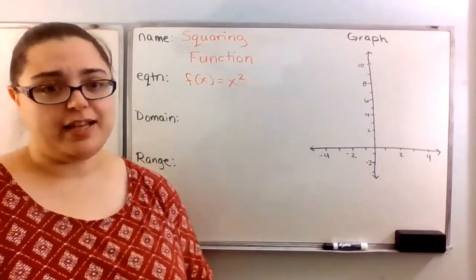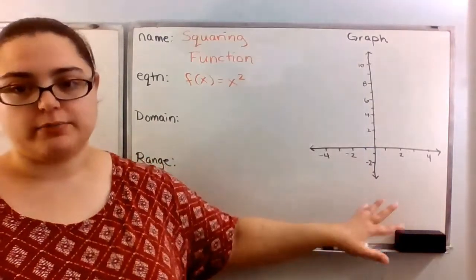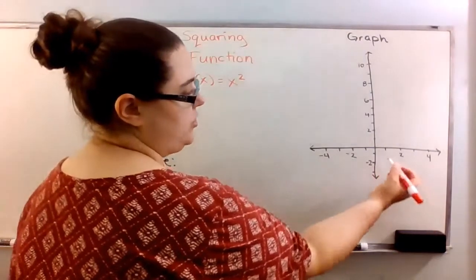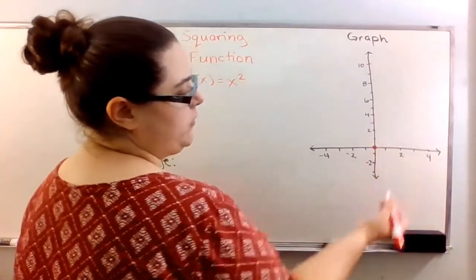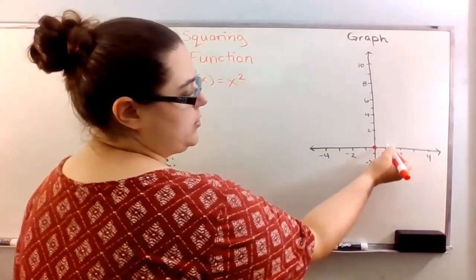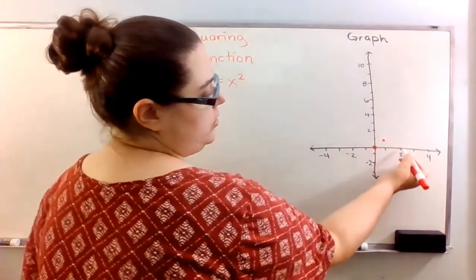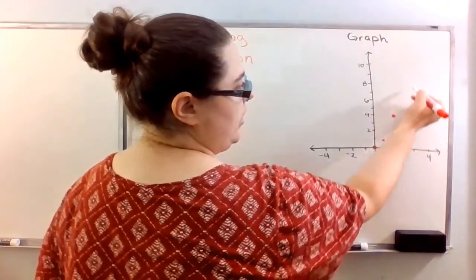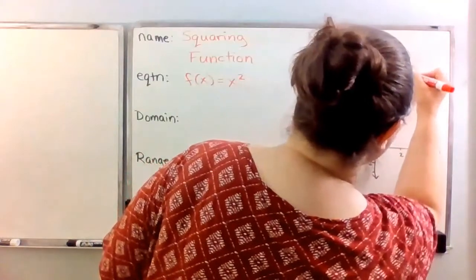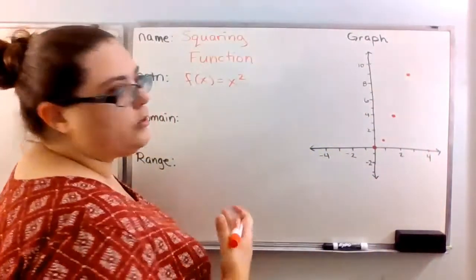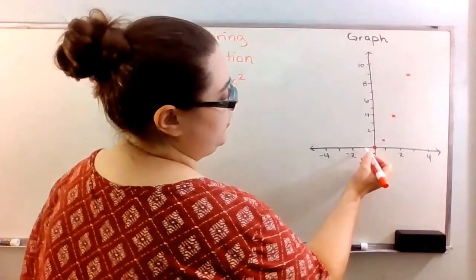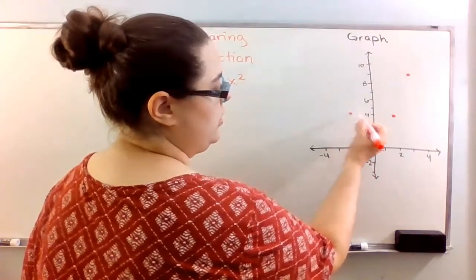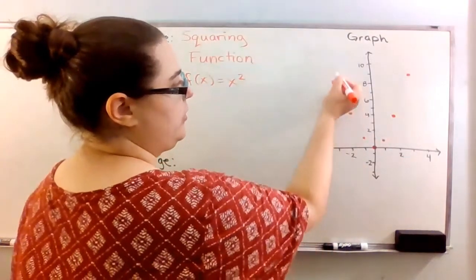So as we did with the identity function, I'm going to go ahead and graph this one just by picking some nice numbers, plugging them in. So for instance, if I take 0 and I square 0, 0 times 0 is 0. Let's go with 1. 1 times 1 is 1. 2 squared is 4. And we'll do one more. 3 squared is 9. And we don't want to leave the negatives out. So -1 squared is +1. -2 squared is +4. And -3 squared is a +9.